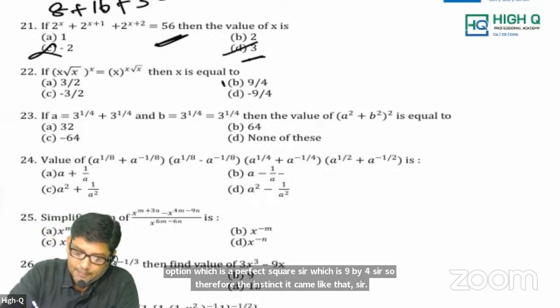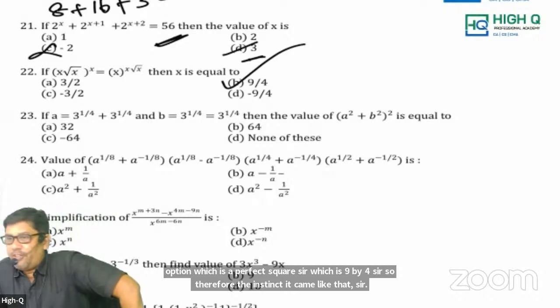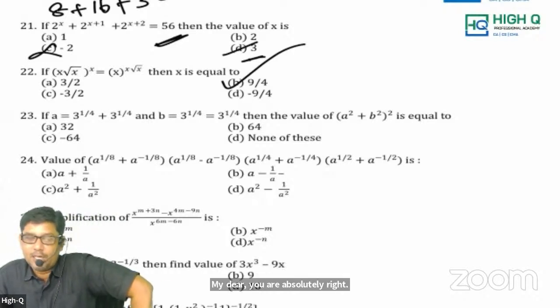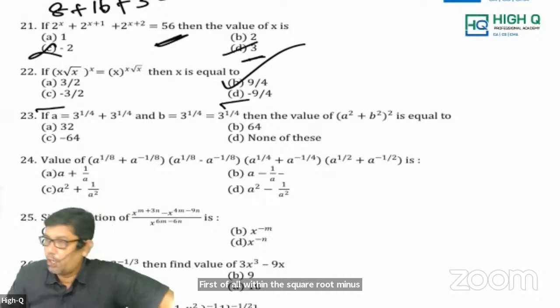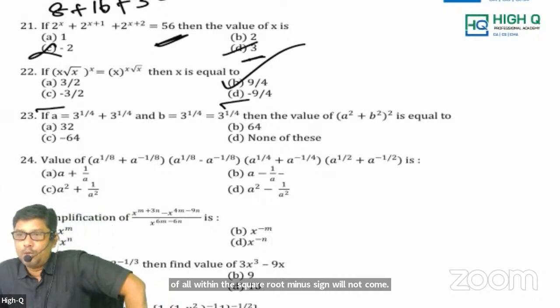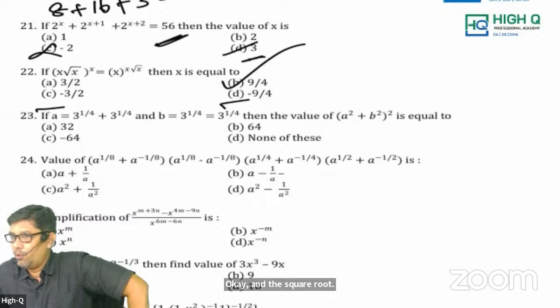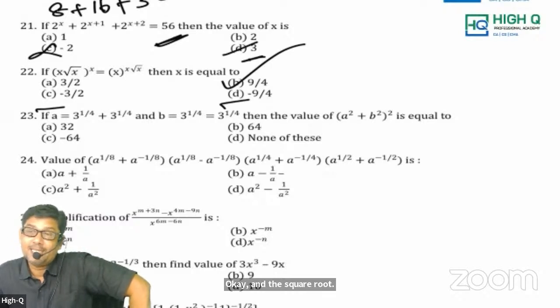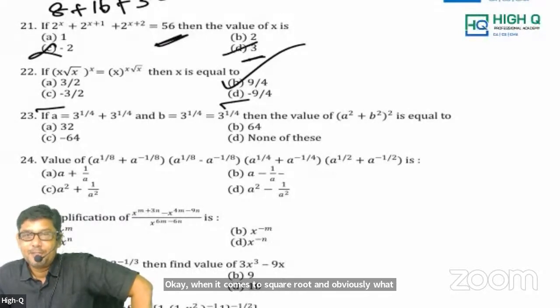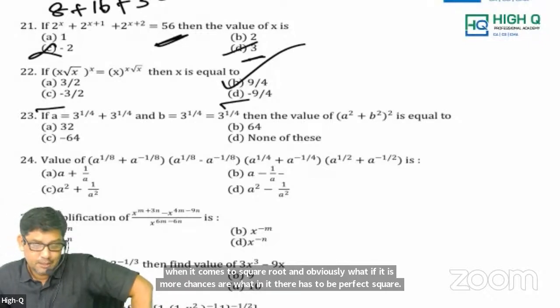My dear, you are absolutely right. First of all, within the square root, minus sign will not come. So option C, option D, not possible. Okay, and when it comes to the square root, obviously there are more chances that it has to be a perfect square. So therefore, directly we should mark it.